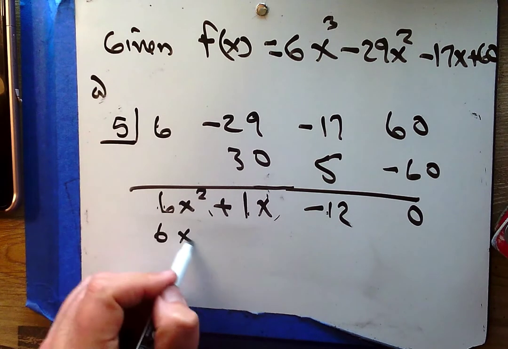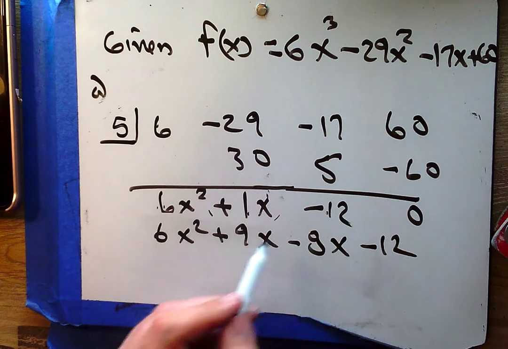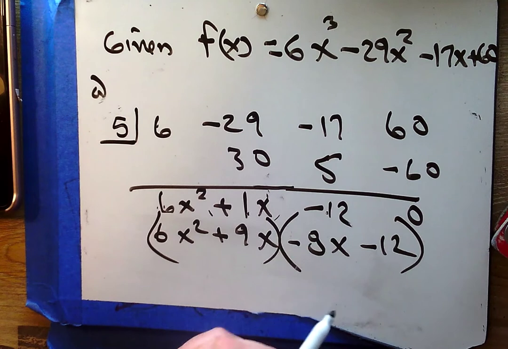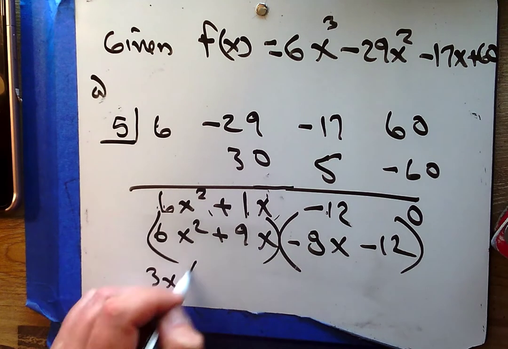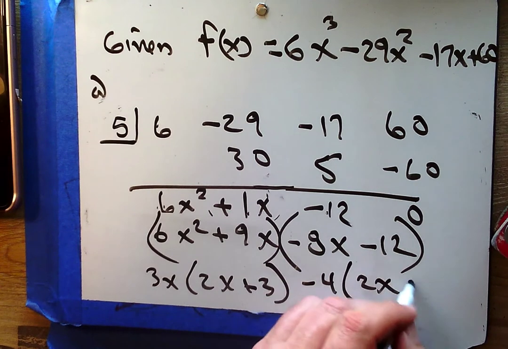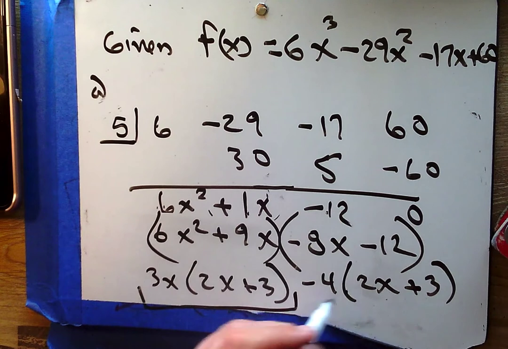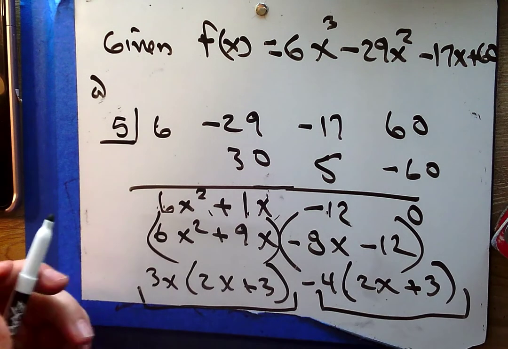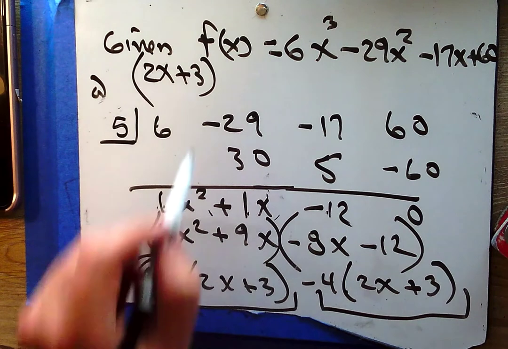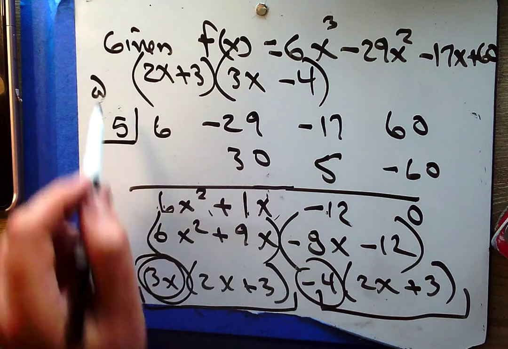Okay, so I've got 6x squared plus 9x minus 8x minus 12. Now I have 4 terms, so I can do factoring by grouping. Don't forget to capture this inside there. So we've got 3x, 2x plus 3. I pull out a negative 4 here. I get 2x plus 3. Because this is common to these two terms, I can pull that out. So I've got a 2x plus 3 that I'm taking out. What's left? A 3x. What's left? A minus 4. So there's my factored form.